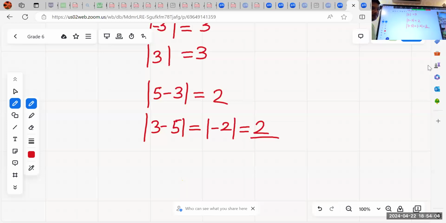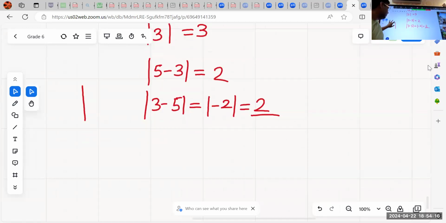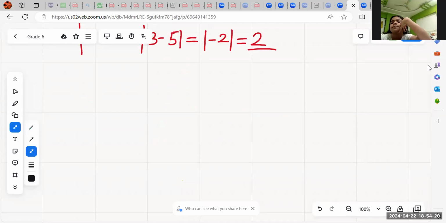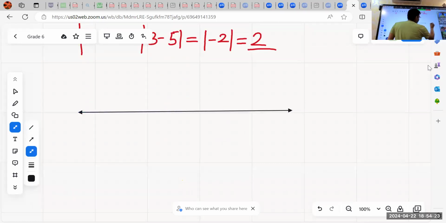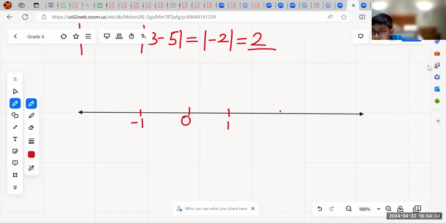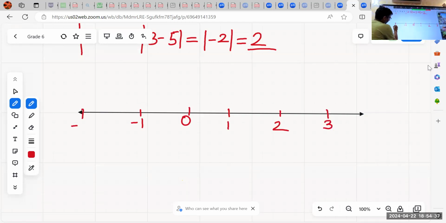So what does this absolute value tell me? It tells us the distance from 0 on the number line. I will show you how. For example, this is my number line. Now, do you know that distance is always positive? Yes, sir. So distance is always positive.